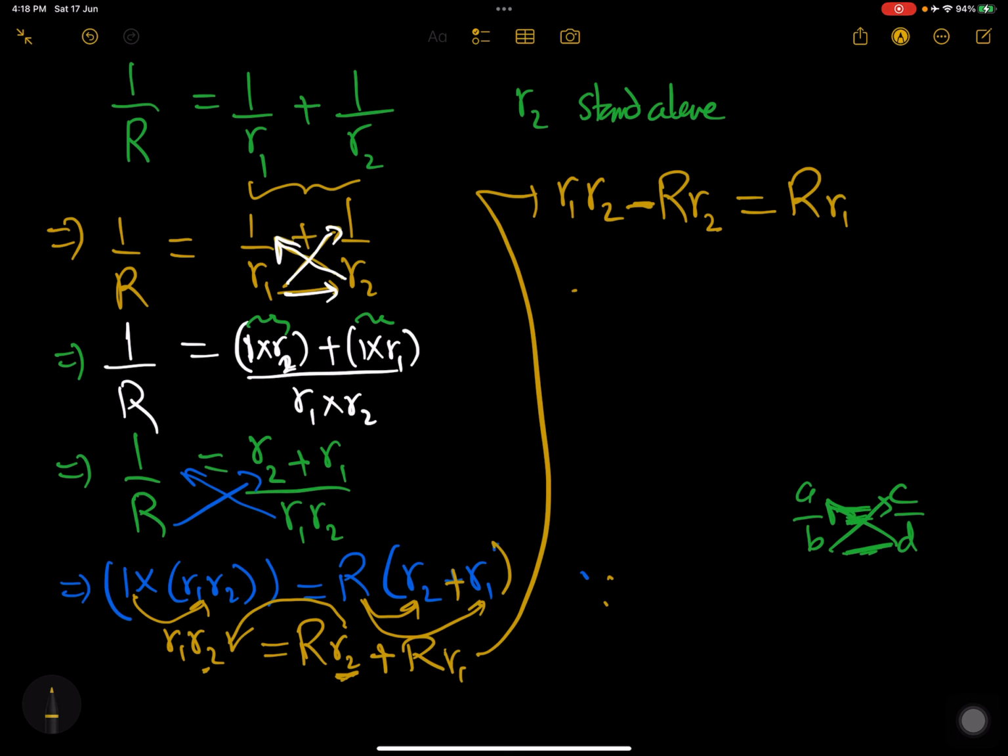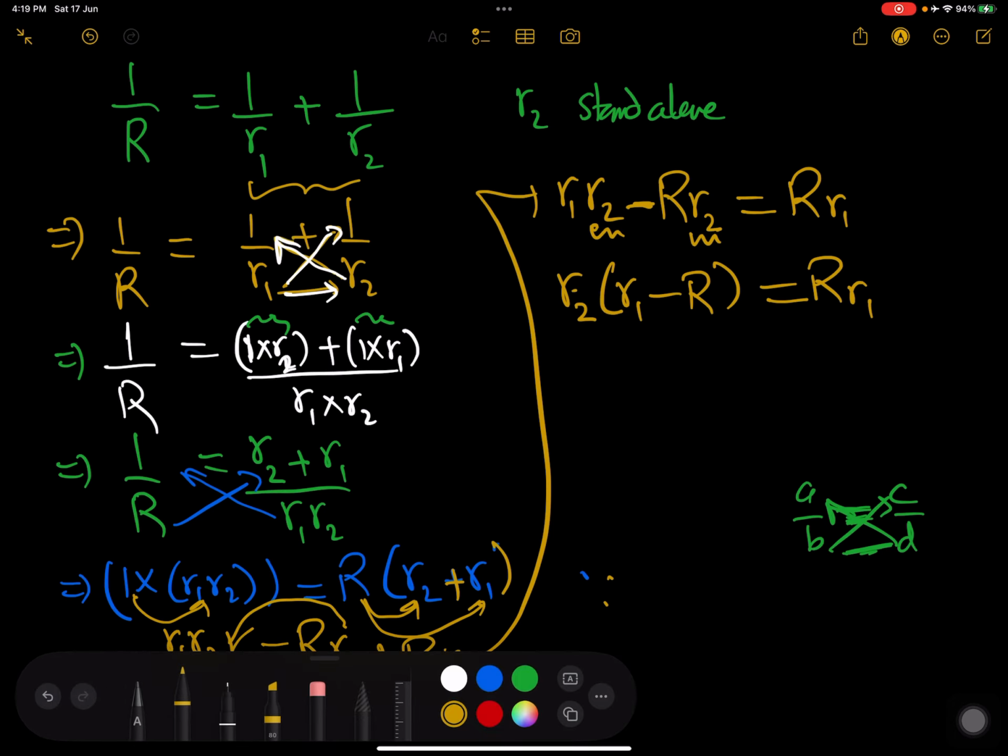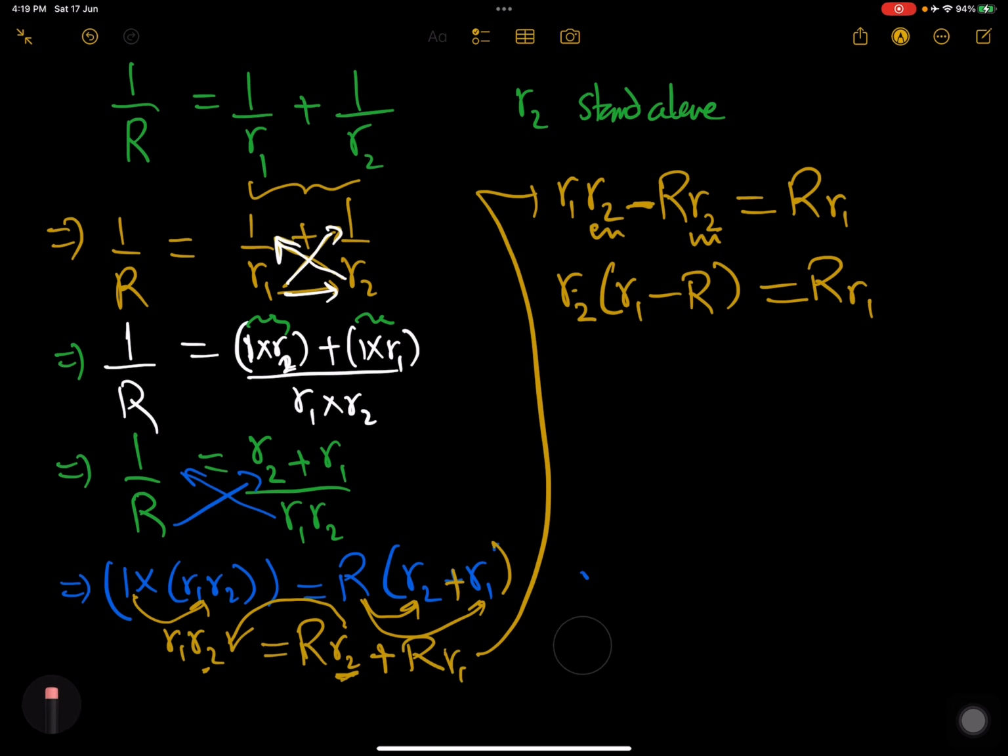Now, how do we make r2 stand alone? We can see that r2 is here and it's also here. So we can factor that one out. Have r2 out, and then we have r1 inside minus big R, which is equal to big R and small r1 right there. All right.